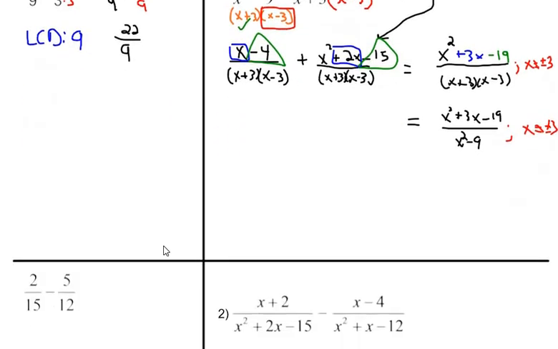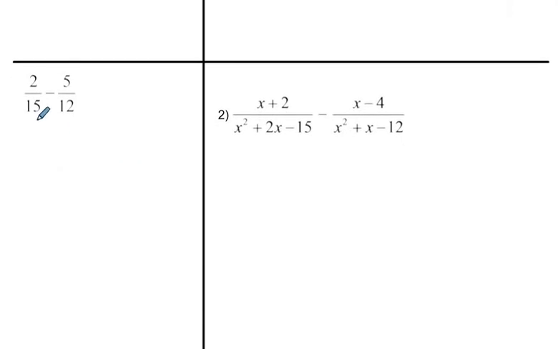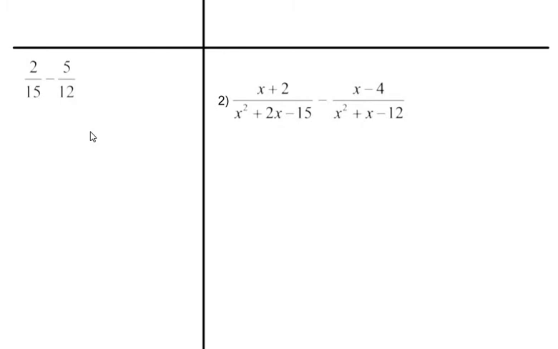Okay, so what happens if the least common denominator is not present in the problem like this? Like, what number do 15 and 12 both divide evenly into? That's a pretty complicated thing to try to figure out.